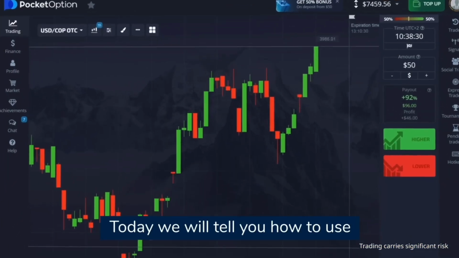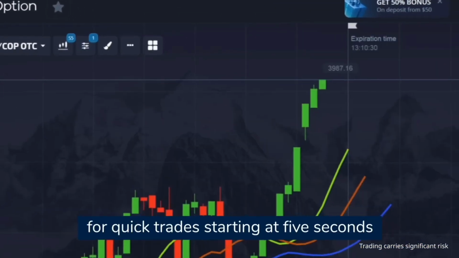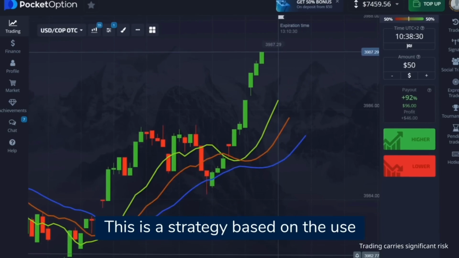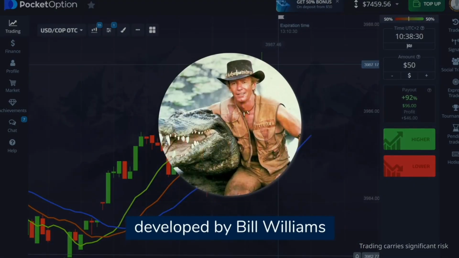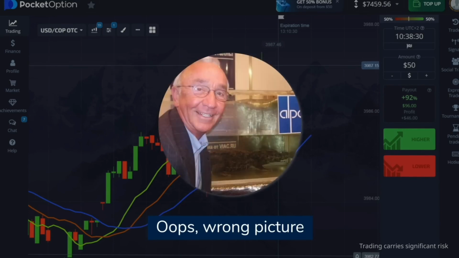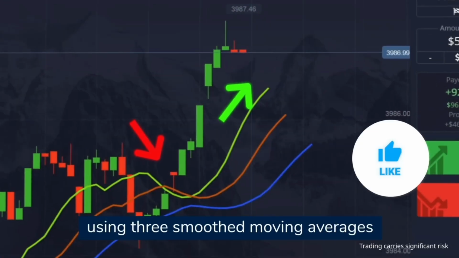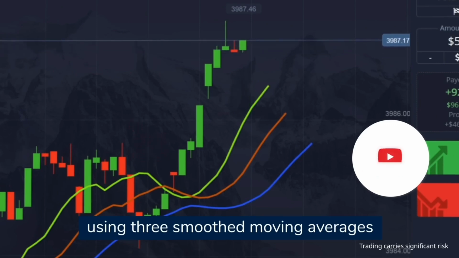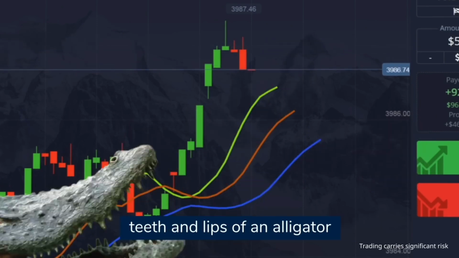How to use the alligator trading strategy. Today we will tell you how to use the alligator strategy for quick trades starting at 5 seconds. This is a strategy based on the use of the alligator indicator developed by Bill Williams. Alligator helps to identify trends in the direction, using 3 smooth moving averages that visually resemble the jaws, teeth, and lips of an alligator.